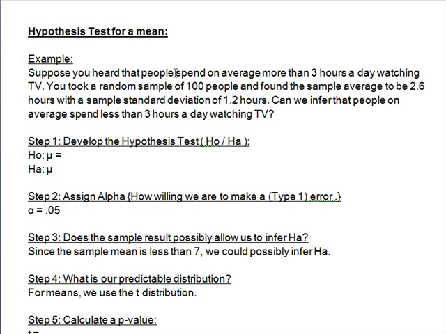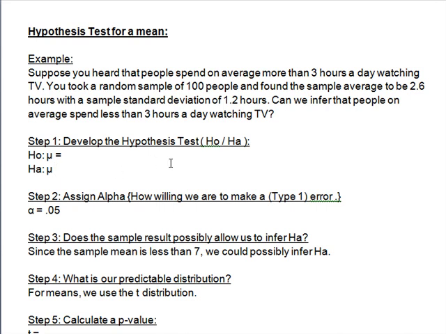Suppose you heard that people spend on average more than 3 hours a day watching television. Hopefully they're not watching the commercials. You took a random sample of 100 people and found the sample average to be 2.6 hours with the sample standard deviation of 1.2 hours. Can we infer that people on average spend less than 3 hours a day watching television?